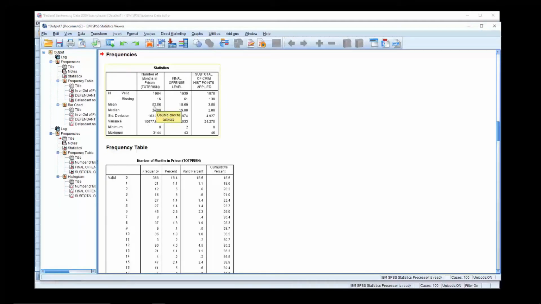So that's the average sentence that was handed down. The median, though, the value that splits this data set in half, is about 28. So that's kind of important to understand there.